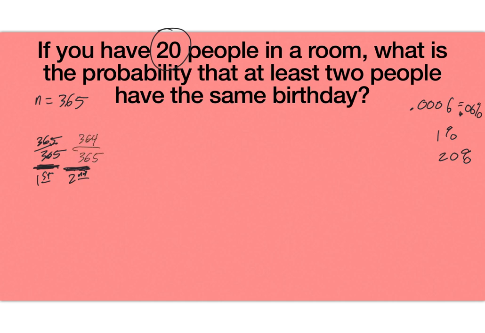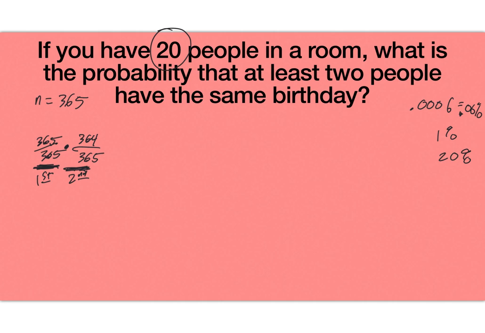We still have 365 possible days, but that second person, and the reason why I'm going to go different is because if they're all different, 1 minus that means somebody has the same birthday. Could be 2 people with the same birthday, could be 3 with the same birthday, could be 2 different sets of people with the same birthday. You could have 3 people with the same birthday. You could have 3 sets of 2 different people. There's a lot of different ways of going about it.